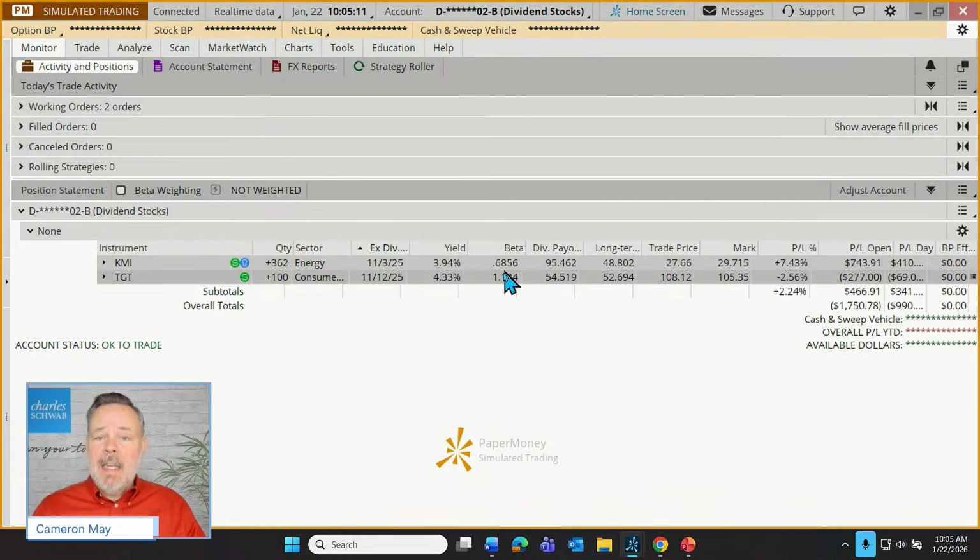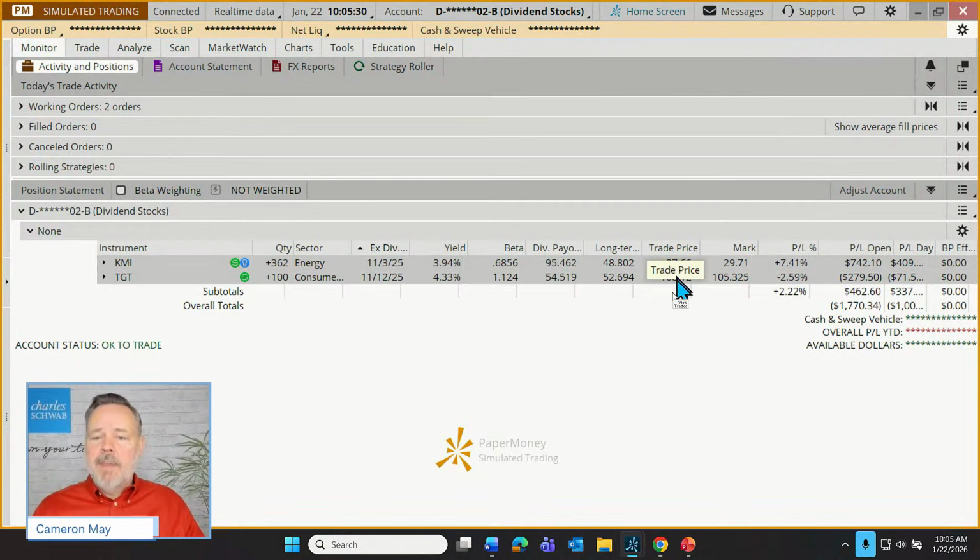Our volatility exposure, KMI has a lower beta score, so a lower volatility. Target is slightly above average in volatility. So overall, the portfolio may be leaning a little bit toward less volatile. Dividend payout ratios and long-term debt we can see right here.